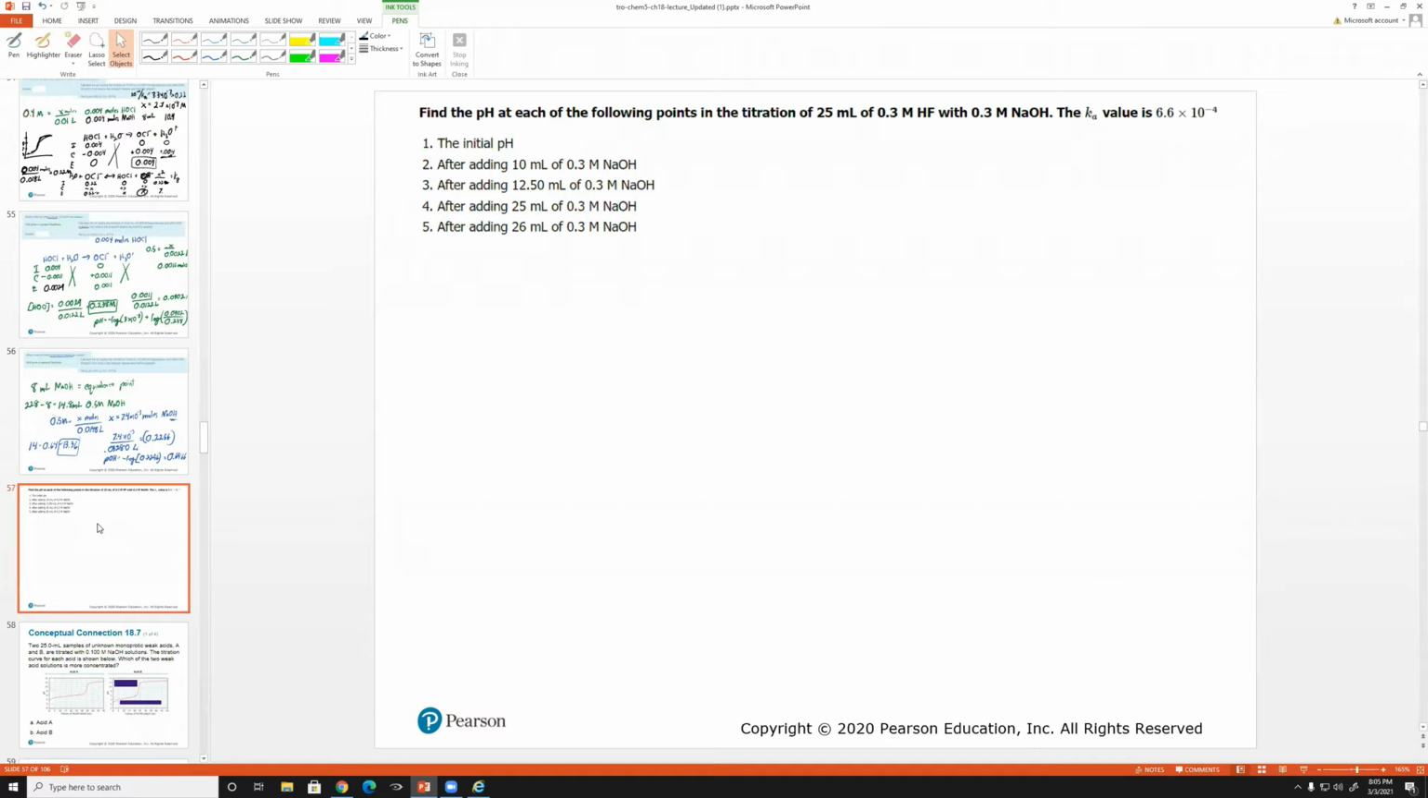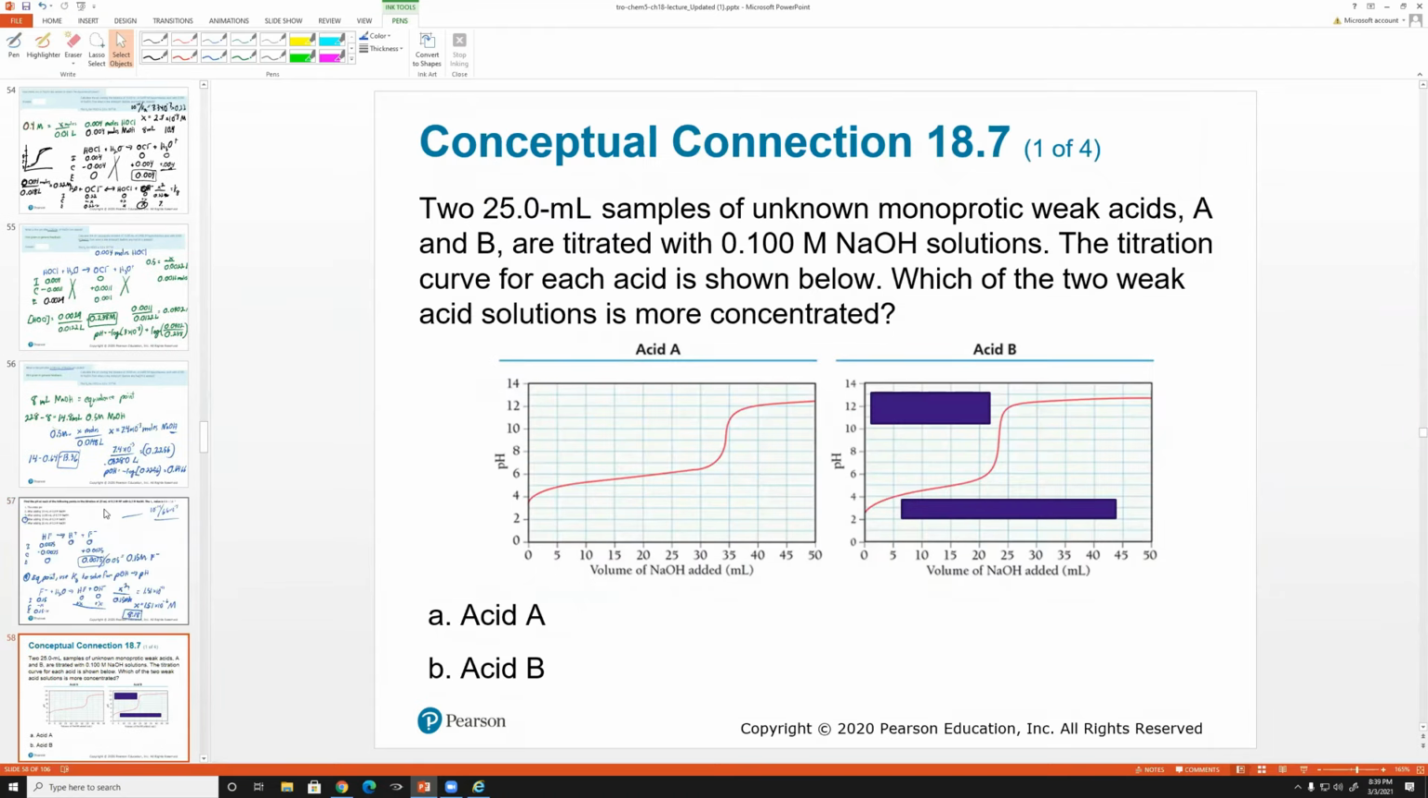So for this one, it says find the pH at each of the following points in the titration of 25 milliliters of 0.3 molar HF. So hint, hint, find the moles immediately. With 0.3 molar NaOH, the Ka value for HF is 6.6 × 10^-4. So you're going to do initial pH, after 10 milliliters, after 12.5, 25, and 26. I'll give you 15 minutes until 8:20. And if you have any questions, you can vocalize.